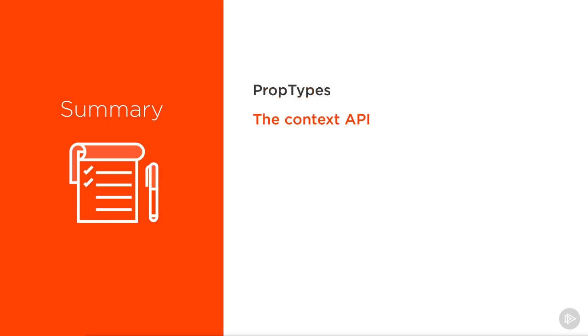We then explored React's powerful context API and how it can be used to pass React application scoped global variables to any component in the tree. We used the context object to give children components access to the store object.